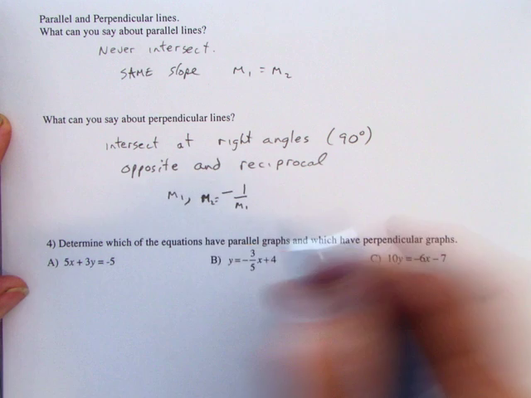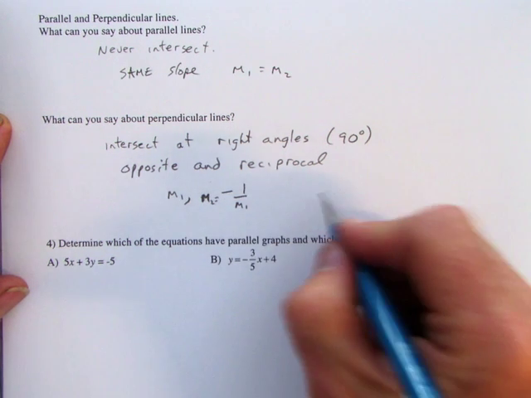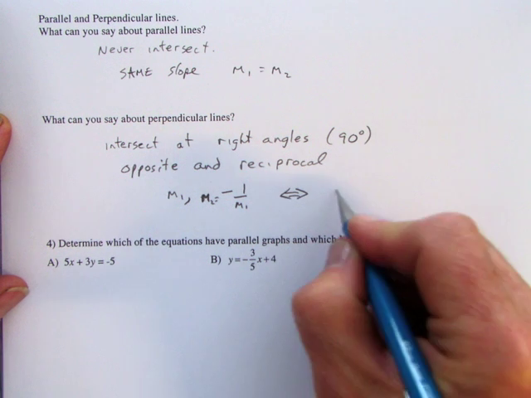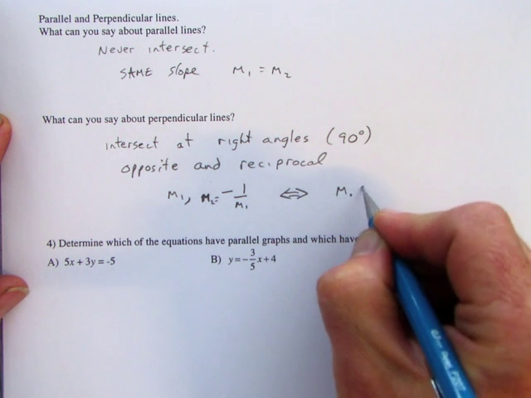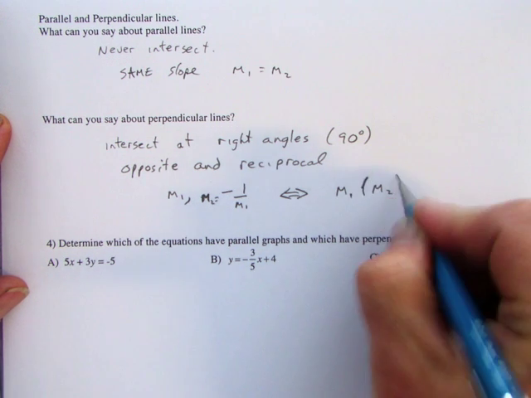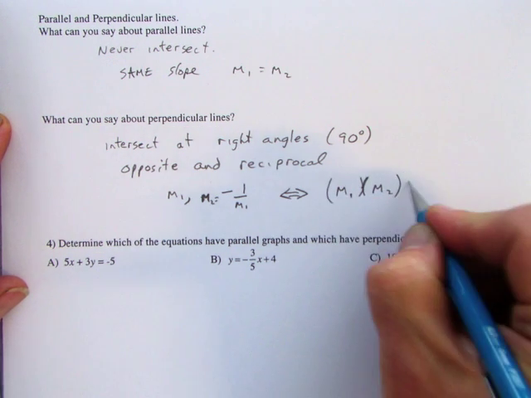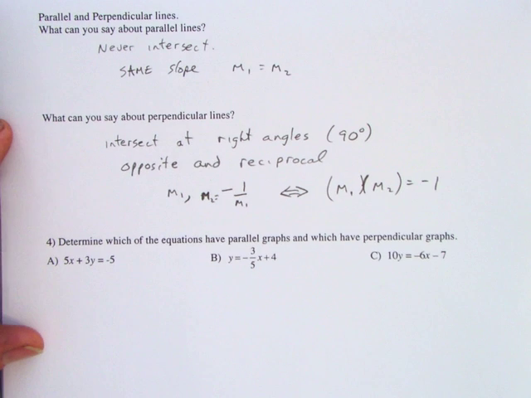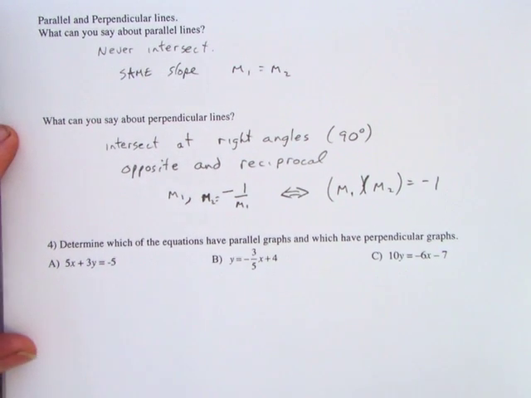If we take a look at this and we multiply both sides by M1, we get the statement that M1 times M2 equals negative 1. Either way, you can say opposite and reciprocal, or you could say multiply the two together and you get negative 1.